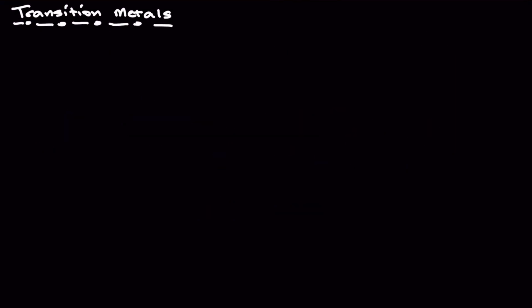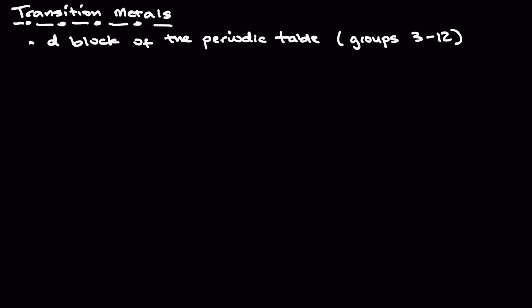So at this point, it might be helpful to pull up a periodic table. Transition metals can be found from groups 3 to groups 12 on the periodic table. They're also called the D block because at the valence shell, the last orbitals to be filled are D orbitals. It is important to note that when you're looking at the rows of a periodic table, so let's just pick any row, let's pick row 4 of the periodic table.